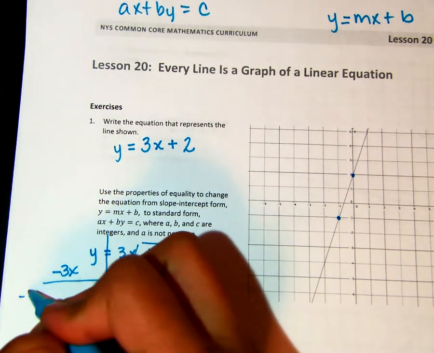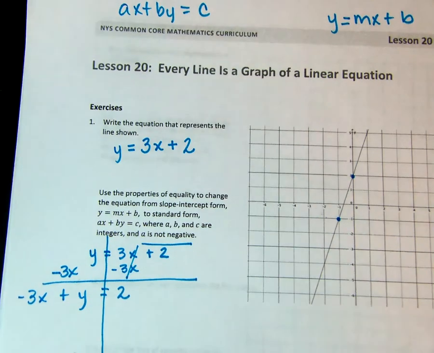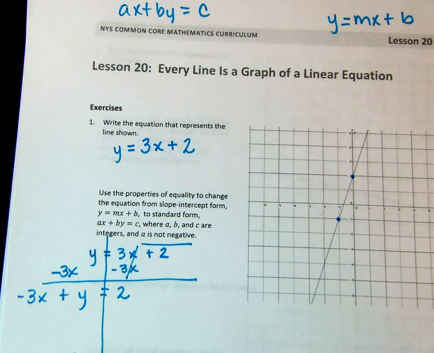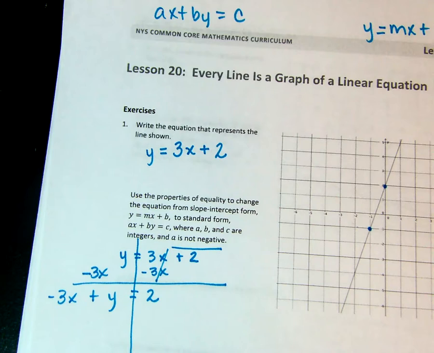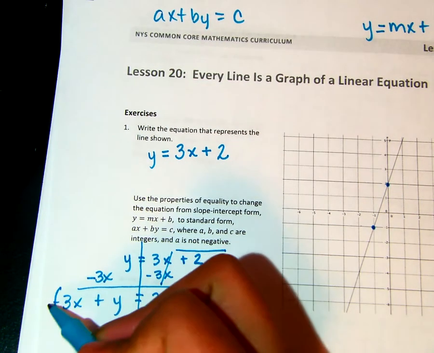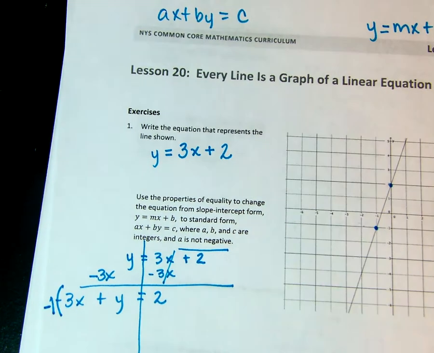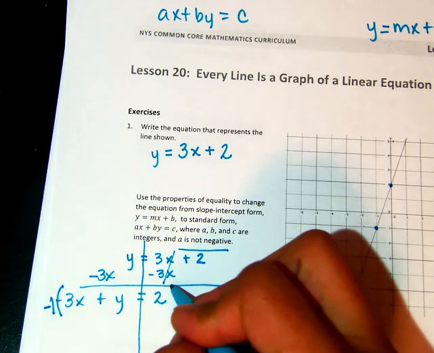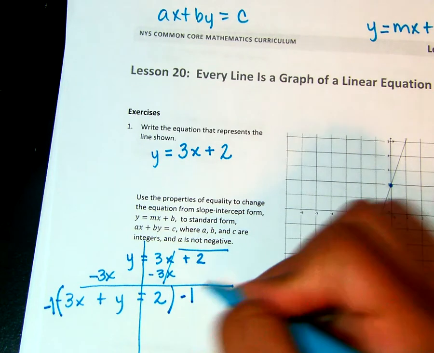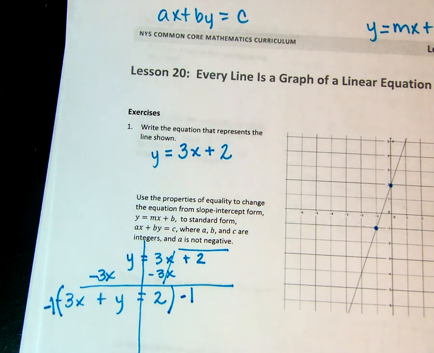Now my left side says a negative 3x plus y. Starting to look like standard form, but I'm remembering it says a cannot be negative. What could I do to a negative number to turn it positive? I could multiply that number by negative 1. Well, the thing about equations is what you do to one term, you must do to all terms. What you do to the left side, you must do to the right side. So if I want to multiply my x term by negative 1 to turn it positive, I'm also multiplying my right side by negative 1.